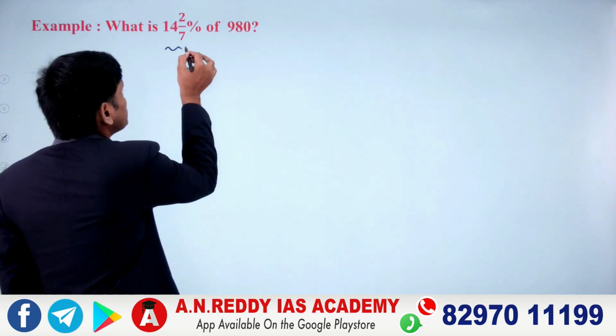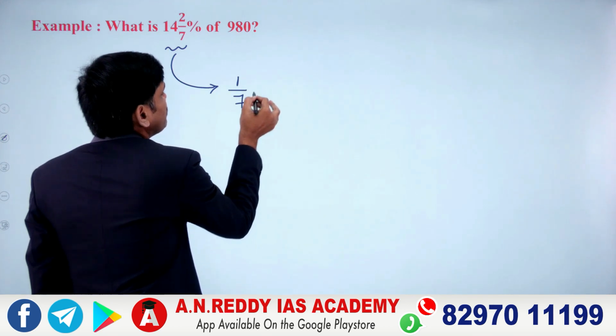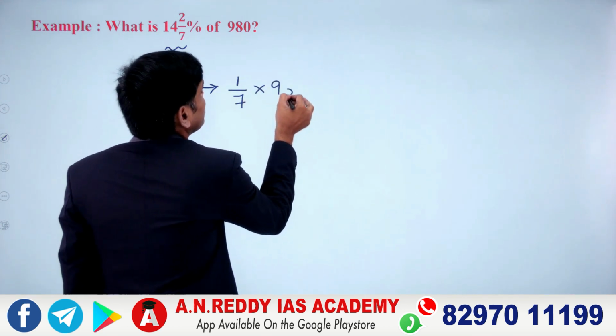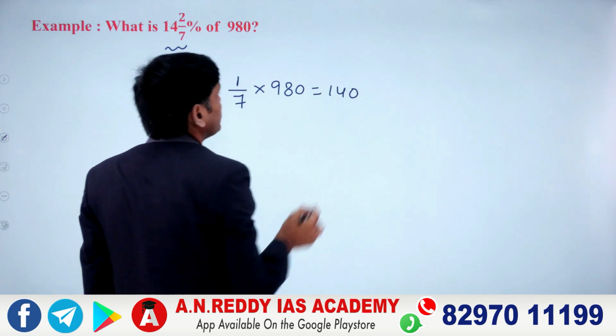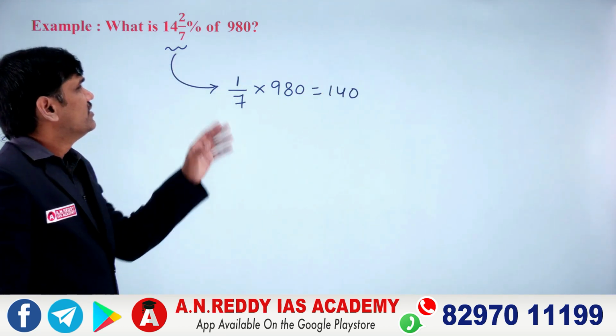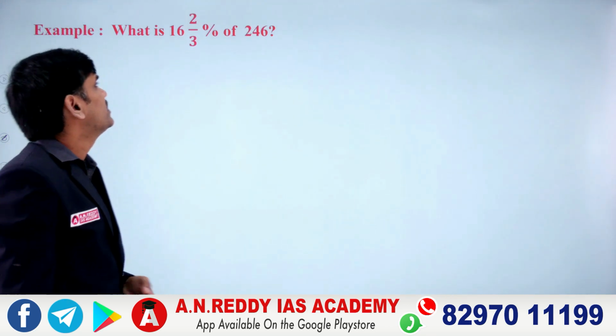Next, 14 2/7% of 980. So this is straight away 1/7. 1/7 of 980, which is nothing but how much? 140. Right? As I know the value of that, straight away I am utilizing it. Let us see one more.